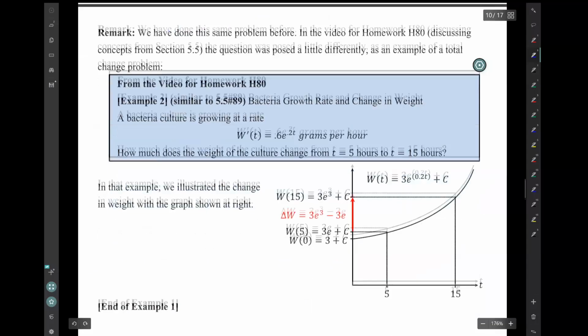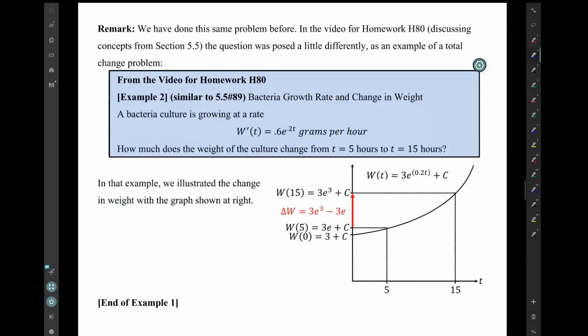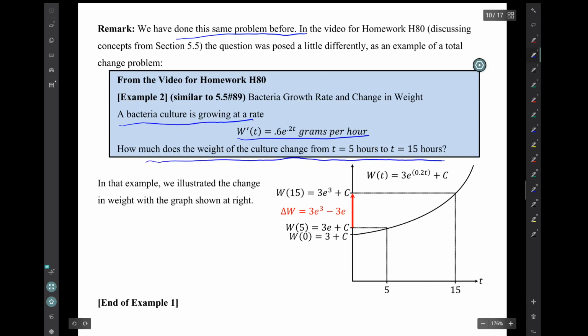Let's go on. It's worth noting that we've done the same problem before. In the video for homework 80, discussing concepts from section 5.5, the question was posed a little differently. It was an example of a total change problem. A bacteria culture is known to be growing with this growth rate. The question was, how much does the weight of the culture change from time 5 hours to time 15 hours?